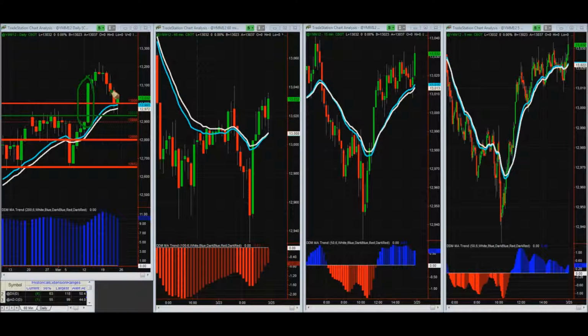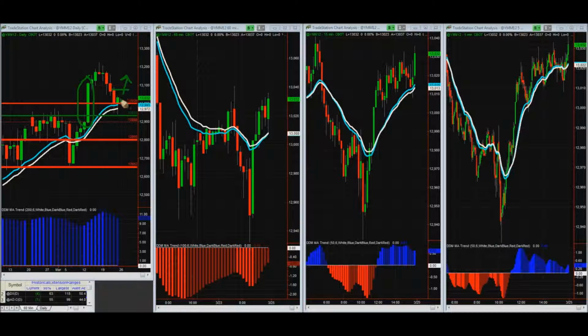But you can see that we really need to get above this day here. We need to get above this day here. We need to push back through to the upside to see some real buying conviction.